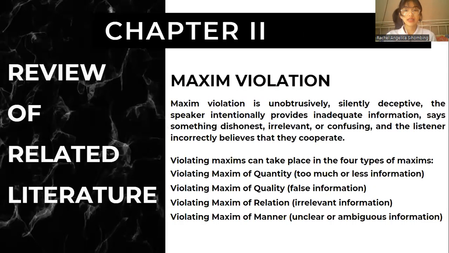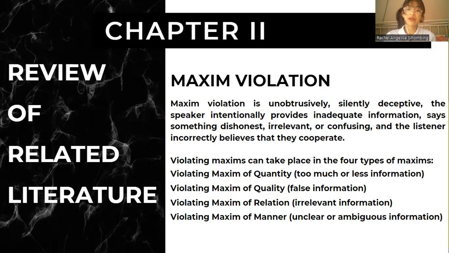Next is maxim violation. Maxim violation is unobtrusively, silently deceptive. The speaker intentionally provides inadequate information, says something dishonest, irrelevant, or confusing, and the listener incorrectly believes that they are cooperating. Violating a maxim can take place in the four types of maxim.